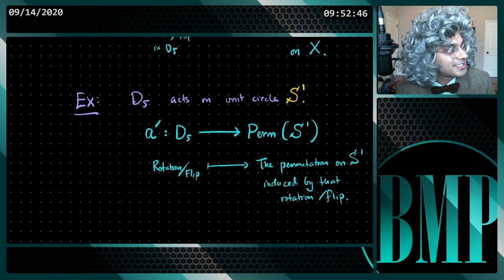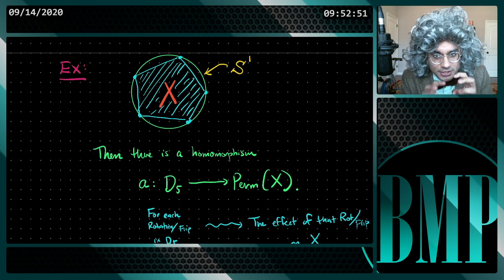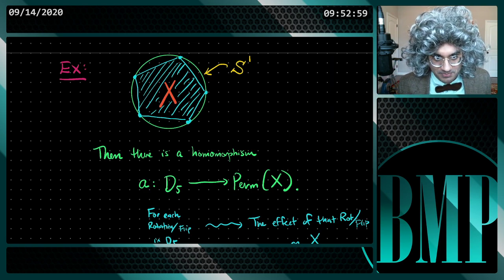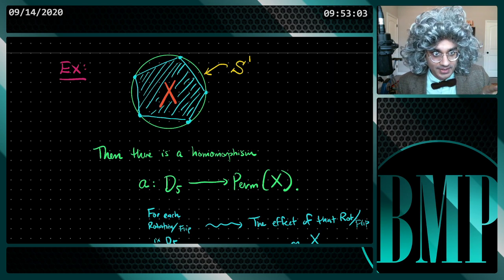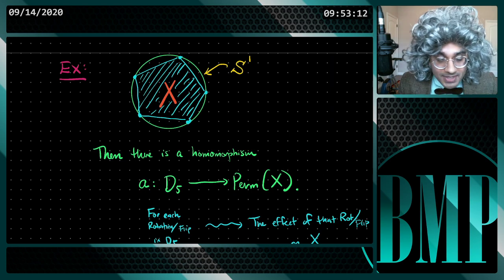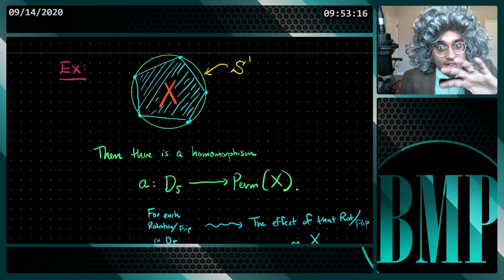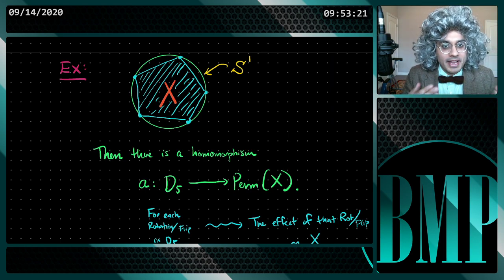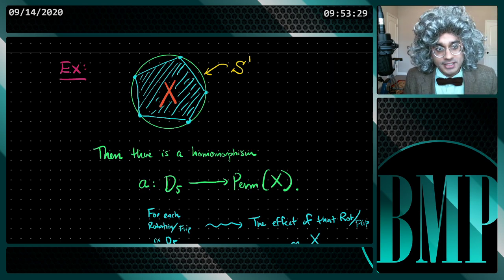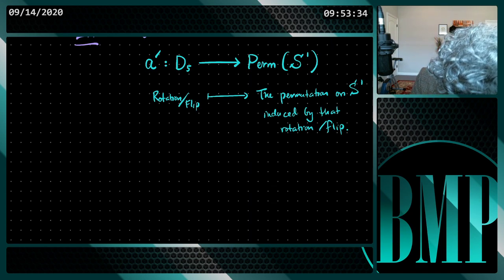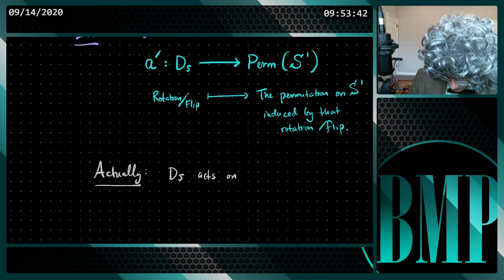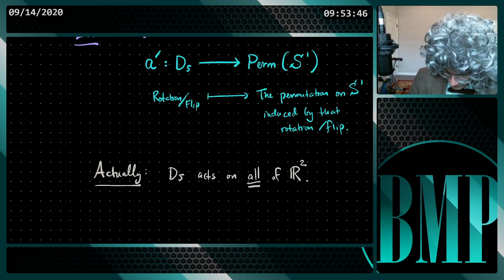Just because D5 is only related to the pentagon doesn't mean that it can't act on bigger things or other things. It can act on all sorts of things. So D5 can act on the circle. What does rotating by whatever that angle is, 72, do to the circle? It's the permutation called do that on the circle. D5 manifests as a particular group of operations done on this object called S1. In fact, D5 acts on all of R2, via the same recipe.